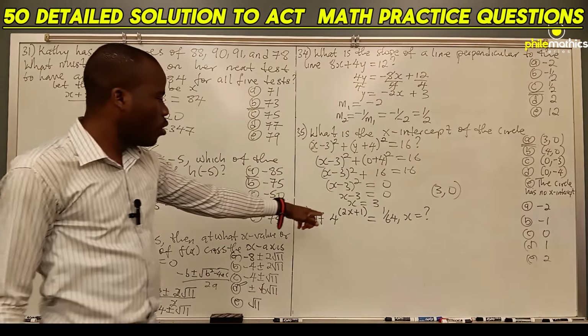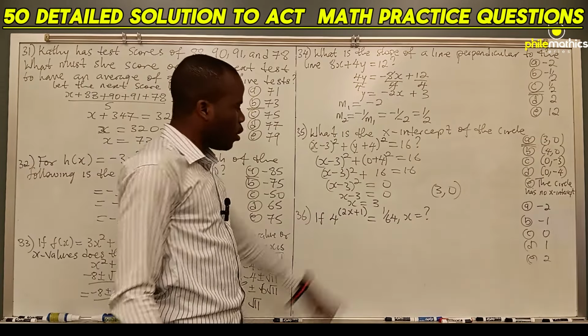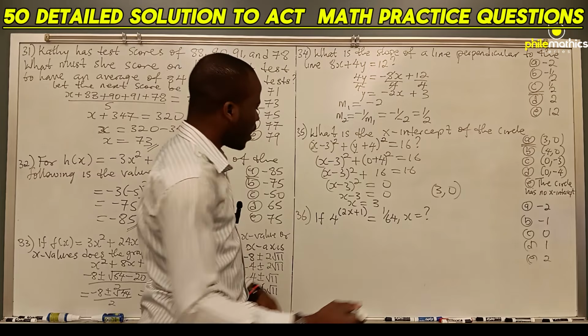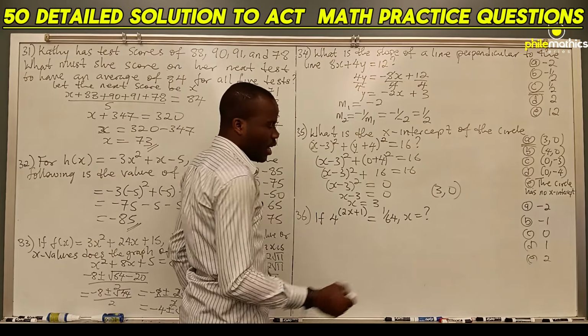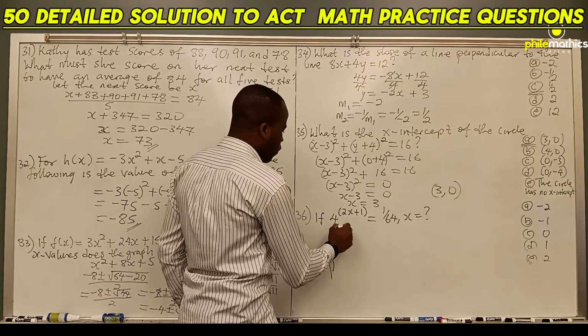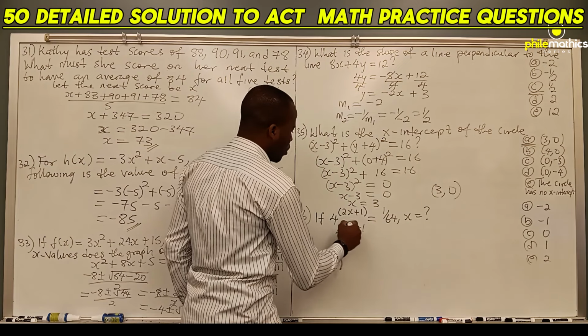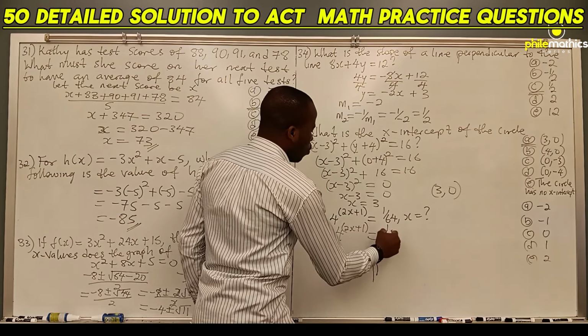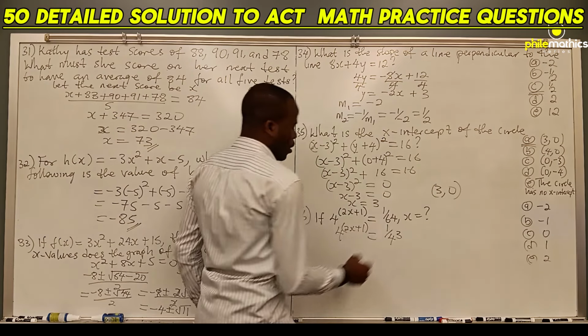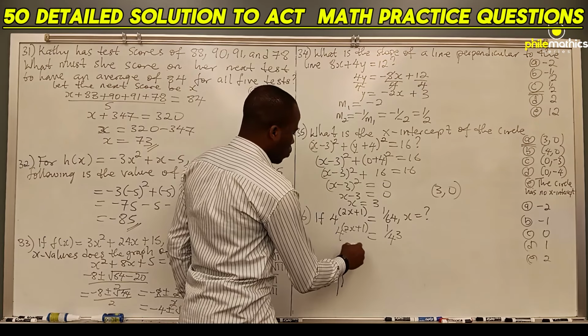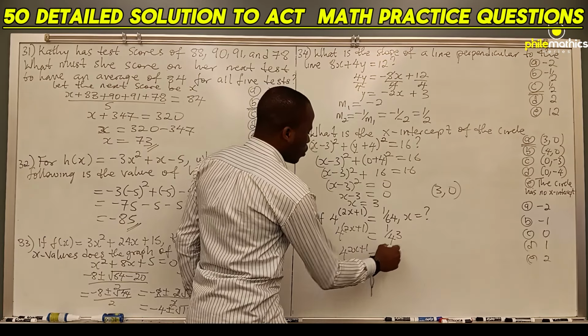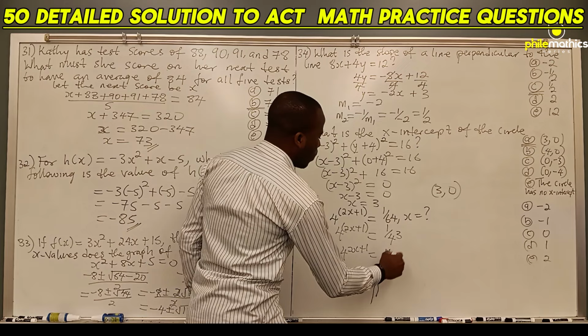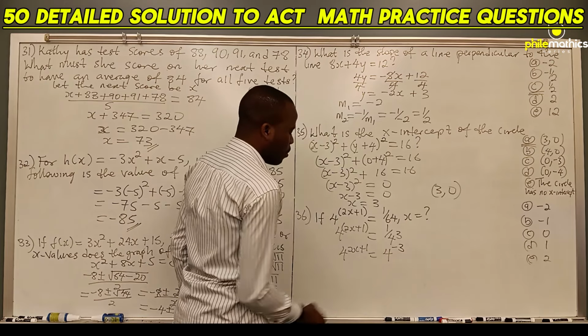If 4 to the power 2x plus 1 equals 1 over 64, what is x? So we can put both sides in base of 4. So this is 4 to the power 2x plus 1 equals 1 over 4 to the power 3. And if I take this up, it will be 4 to the power minus 3. They are equivalent.